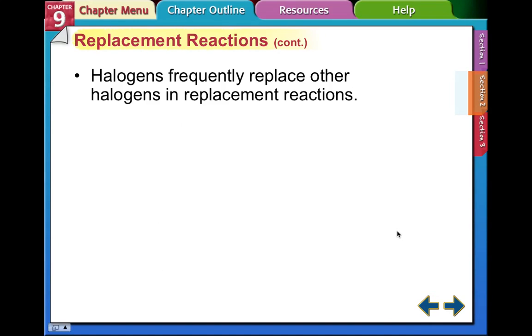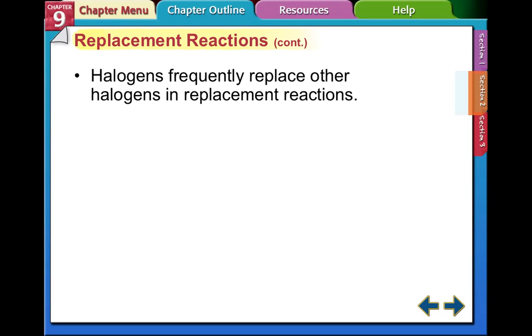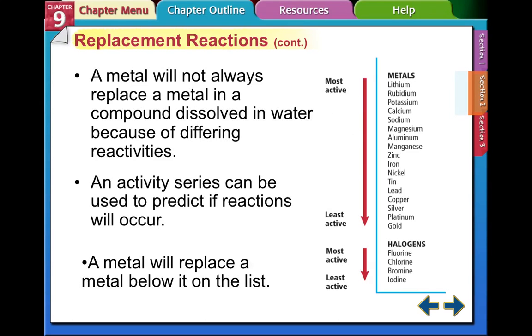Okay, halogens work similarly. Halogens frequently replace other halogens in replacement reactions. Halogens also have different reactivities and do not always replace each other. So I'm going to go back to the chart here and you can see at the bottom, remember the halogens are in the same column on the periodic table.